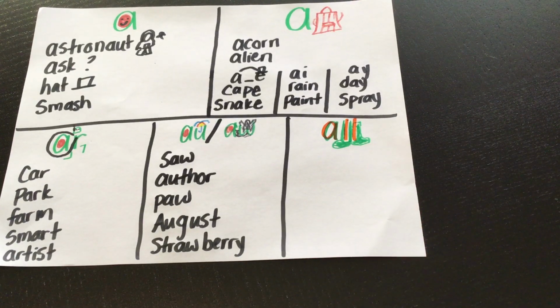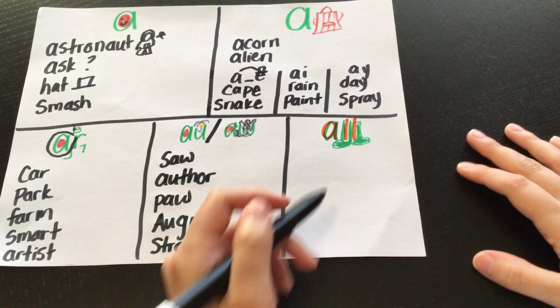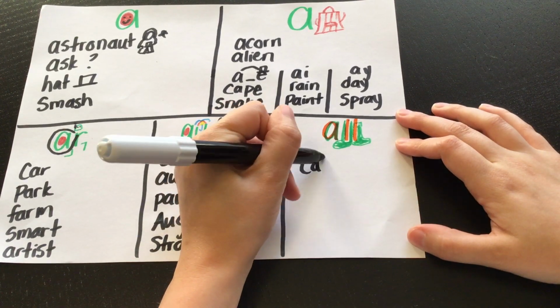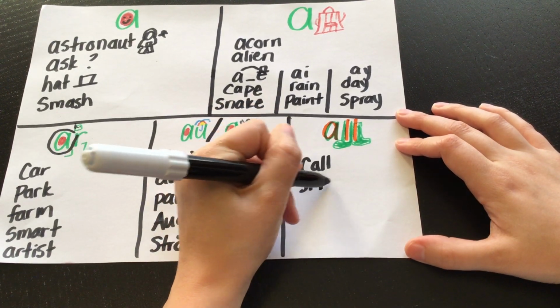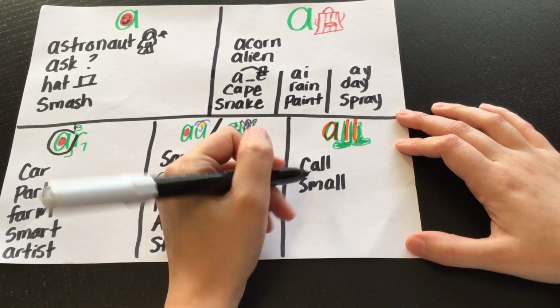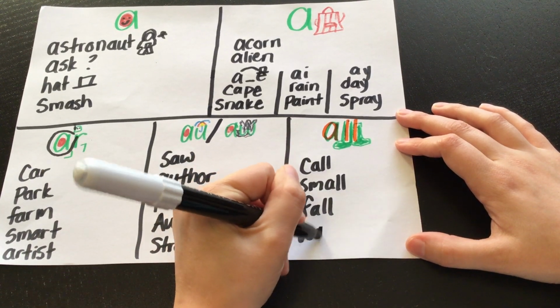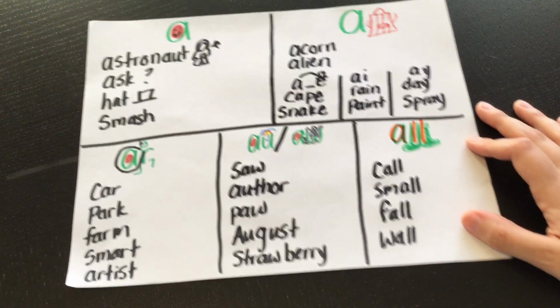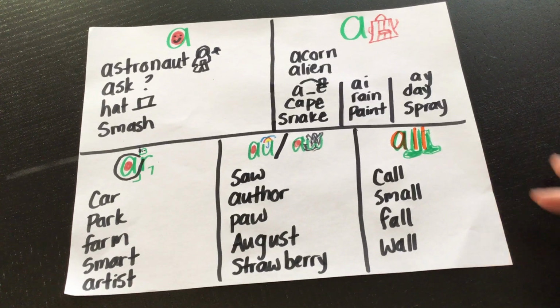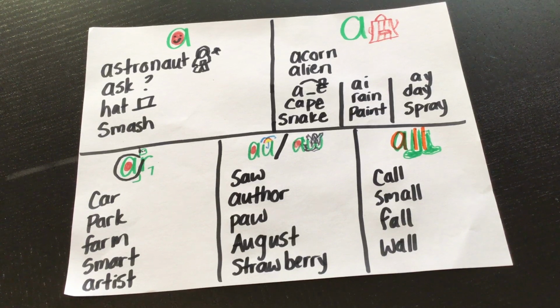Okay, and then last A sound is that all sound. So we've got words like call and small and fall, wall, right? So here's our chart, sort of A words.